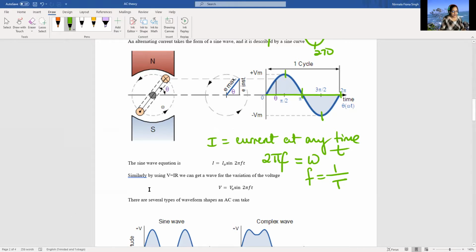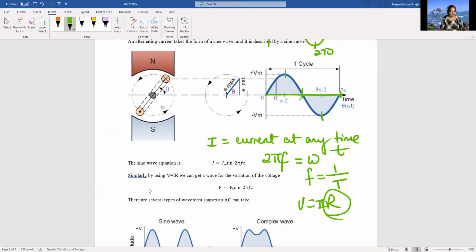Similarly, by using V is equal to IR, we get a wave for the variation of the voltage. Now, since V is equal to IR, and R is a constant in a circuit, remember, all our circuits must have resistors in them. Resistors, as we went through the last time, are not necessarily bad things. They're there to, one, limit the amount of current flow, and two, to regulate the amount of current that flows. So initially we thought resistors were bad, but we do need resistors in all our circuits in order for them to function. Same thing for capacitor. In order for a capacitor to charge and discharge in any kind of appreciable time, you need a big resistor.